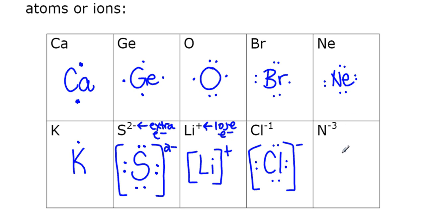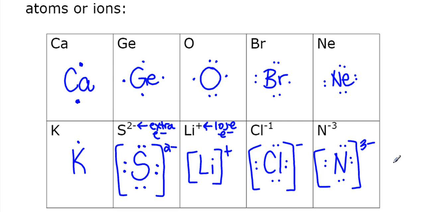Last one, nitrogen. Nitrogen is in group 5, so 1, 2, 3, 4, 5. -3 means I'm going to add 3 more electrons, and look at that, there are spots for 3 more. 1, 2, 3. And then don't forget that bracket going around there. So that's how you draw Lewis dot diagrams for elements or ions.